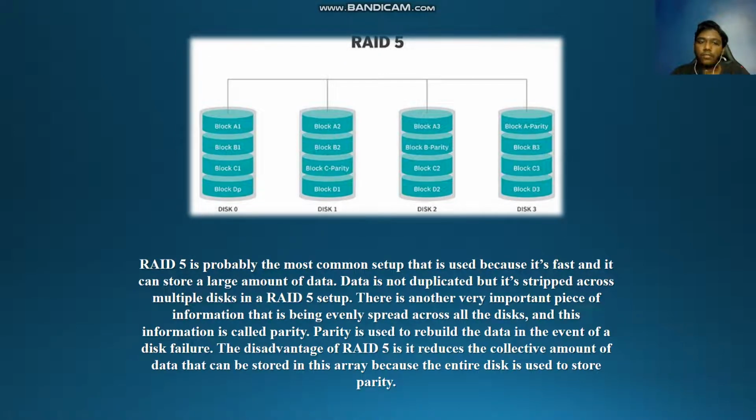RAID 5. RAID 5 is probably the most commonly used setup because it's fast and it can store a large amount of data. Data is not duplicated, but it's striped across multiple disks in a RAID 5 setup. There's another very important piece of information that is evenly spread across all the disks, and this information is called parity. Parity is used to rebuild the data in the event of disk failure. The disadvantage of RAID 5 is that it reduces the collective amount of data that can be stored in the array, because part of the disk is used to store parity.